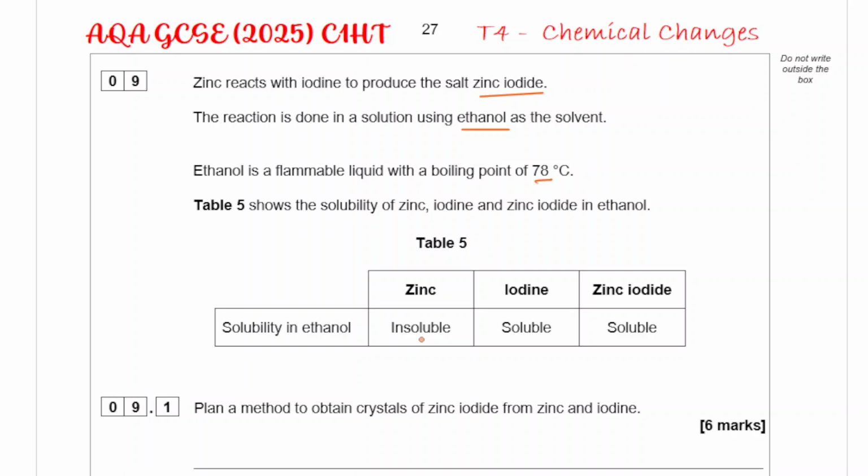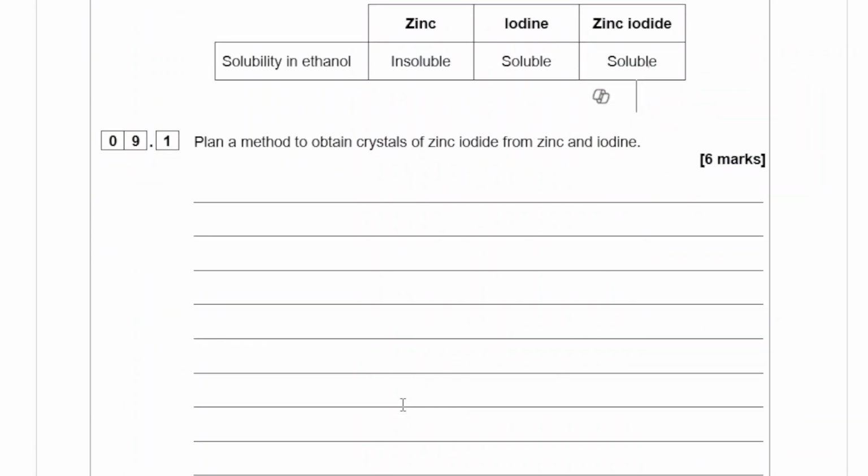So zinc on its own is insoluble in ethanol. Iodine is soluble. Zinc iodide is soluble. Okay. Plan a method to obtain crystals of zinc iodide from zinc and iodine.